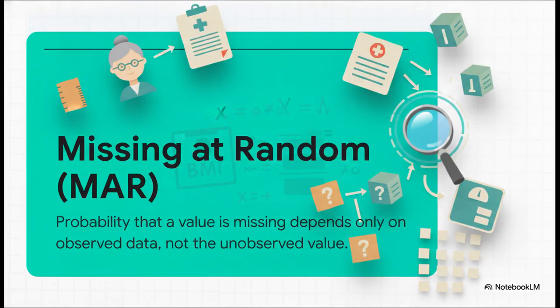Next up is missing at random, or MAR. Here, the probability of missingness depends only on observed data. So, for example, let's say body mass index is a lot more likely to be missing for your elderly patients. If age is reliably recorded in your dataset, then the missingness is at random, conditional on age. And because it's tied to an observed variable we already have, we can actually address it mathematically.